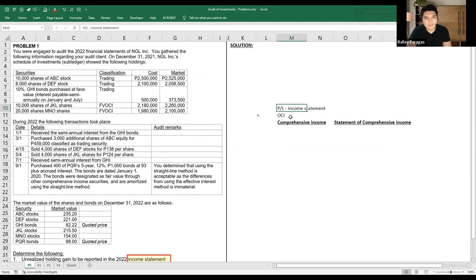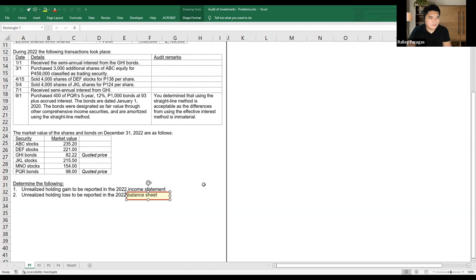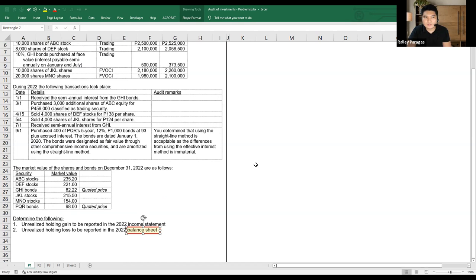How about the second question? Ang tinanong dito, unrealized holding loss to be reported in the 2022 balance sheet. So pag sinabi mong balance sheet yan, ang ibig sabihin niyan yung accumulated na OCI mo, the accumulated OCI as of the December 31, 2022 balance sheet. Kasi paano ba napipresent yun? Kapag meron kang FVOCI na holdings, yung changes dun sa fair value nung FVOCI na yun, pinipresent mo yan as a component of OCI sa Statement of Comprehensive Income, sa SCI natin. Okay? So, yung changes in the fair value in the current year, pinipresent mo yan sa current year Statement of Comprehensive Income.